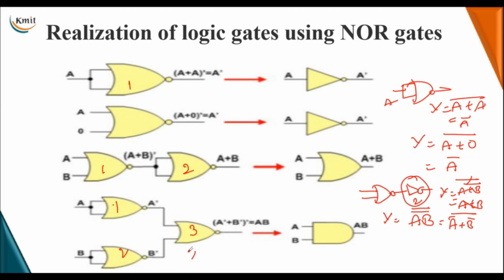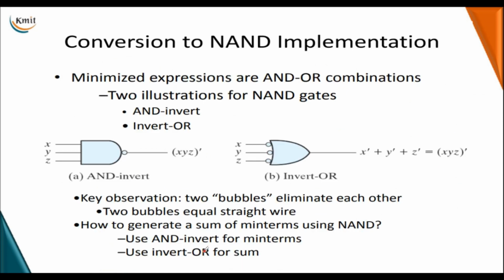Now, the output of the third NOR gate is equal to A bar as one input, B bar as the second input, whole bar. Now it is equal to A bar whole bar, using De Morgan's theorem, this OR becomes AND, and then B double bar. So these two double bars are cancelled, and then there is a product between A and B. Like this we implement the AND function using three NOR gates.